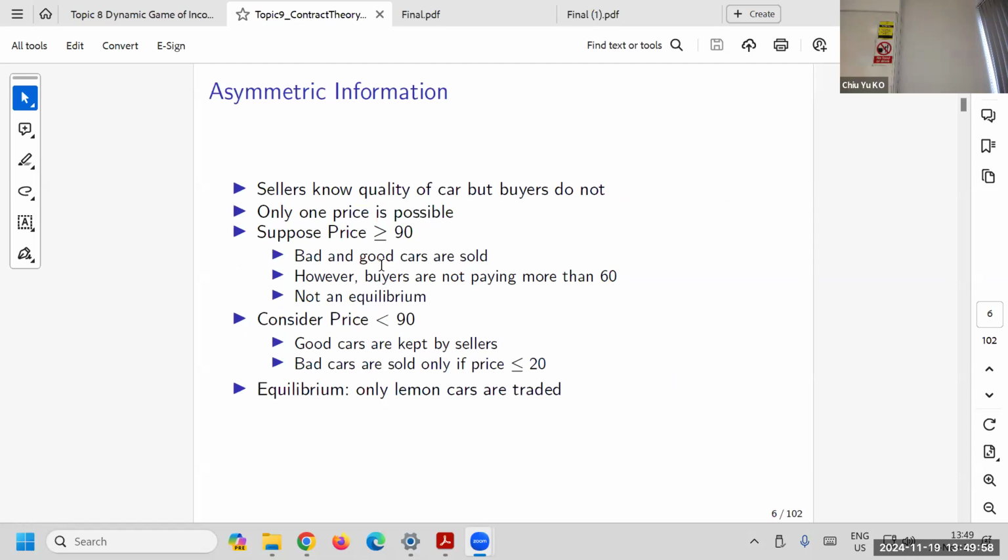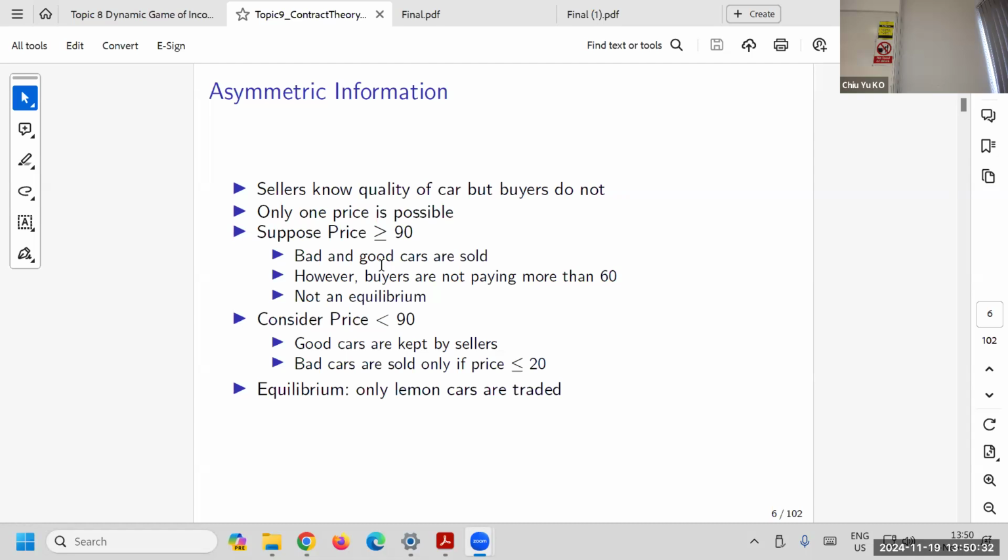And because of asymmetric information, only one price is possible. Okay, so you can look at the case where the price is more than 90. If the market price is 90, both types of car are sold, right? But in that case, the buyer cannot pay more than 60. And if you know your car is good, you will not sell, because you value the car at $90. Only the 60 cars will be there, so it cannot be an equilibrium.